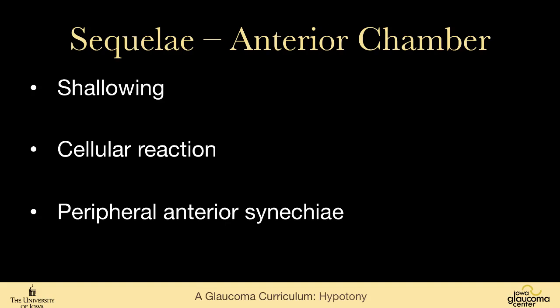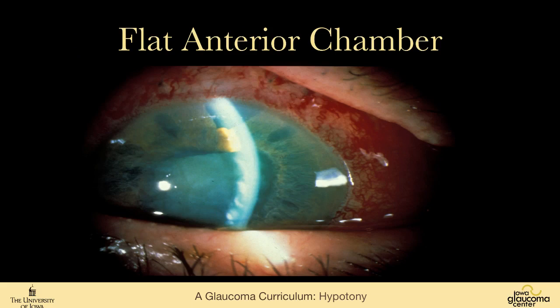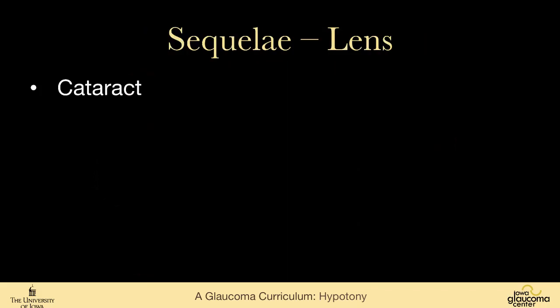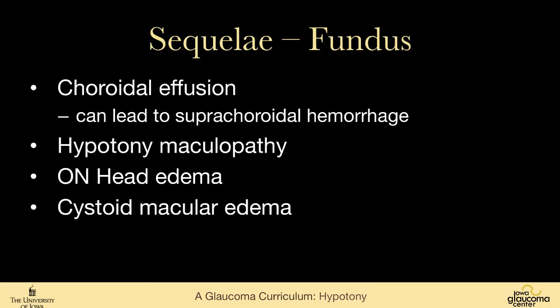You can have a cellular reaction and ultimately develop peripheral anterior synechia. So this is a flat anterior chamber and a hypotonous eye. It's really important that checking the intraocular pressure in this eye might be a challenge because you could be applanating this patient's lens, and so you may get a spuriously very high reading. One can get cataract from hypotony, choroidal effusion, which can lead to suprachoroidal hemorrhage.